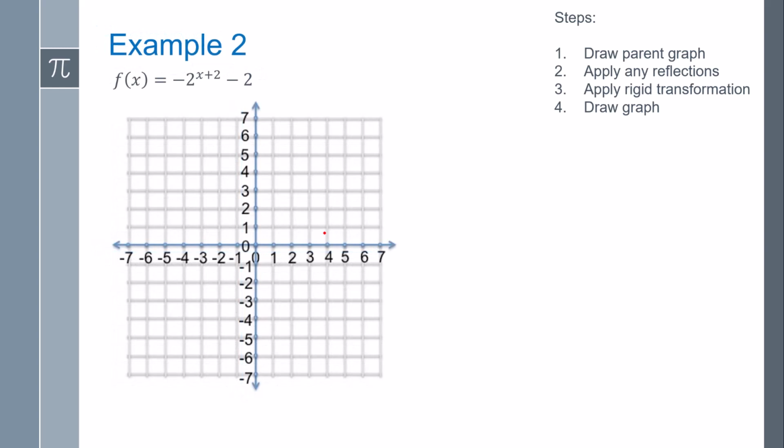So negative 2 to the x plus 2 minus 2. So this is exponential. It starts at 0, 1, has that shape, and it has that horizontal asymptote at 0. There's a reflection over the x. There's a horizontal shift of negative 2, and there's a vertical shift of negative 2. So drawing it in, drawing my parent graph. All right, so there's my parent graph.